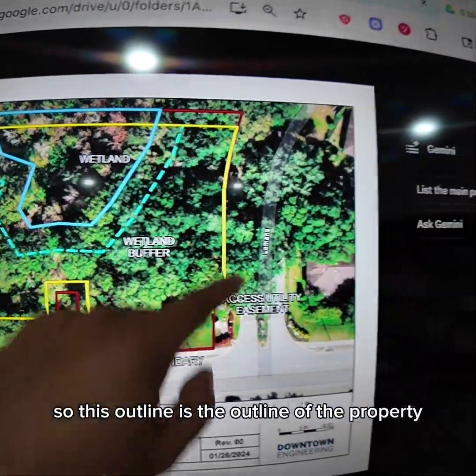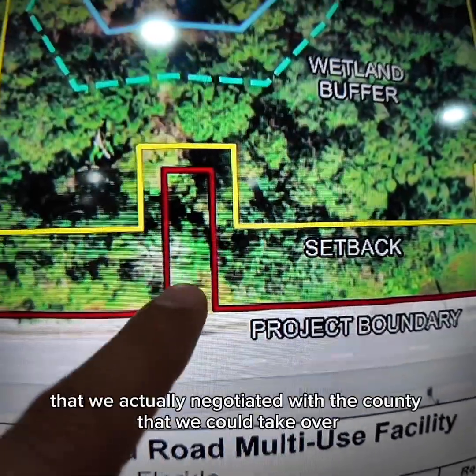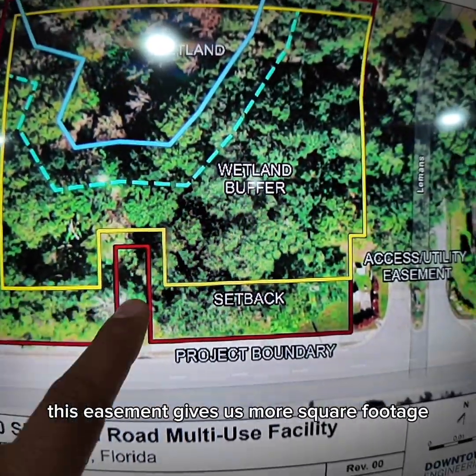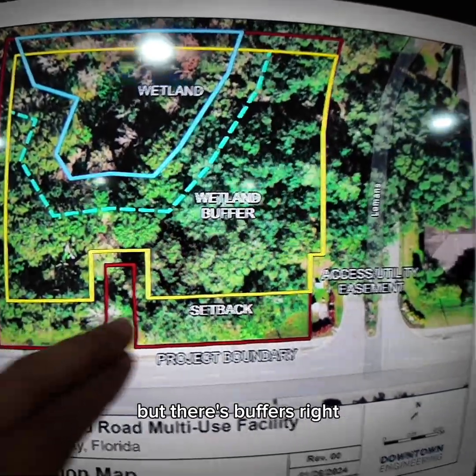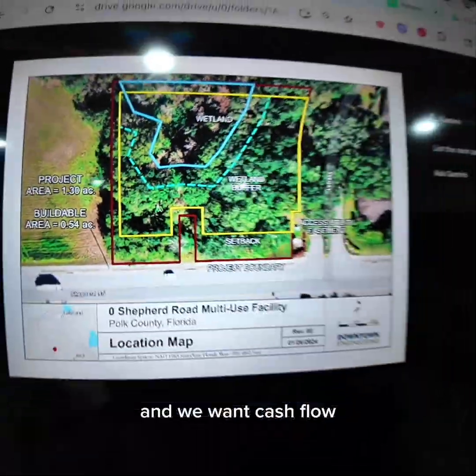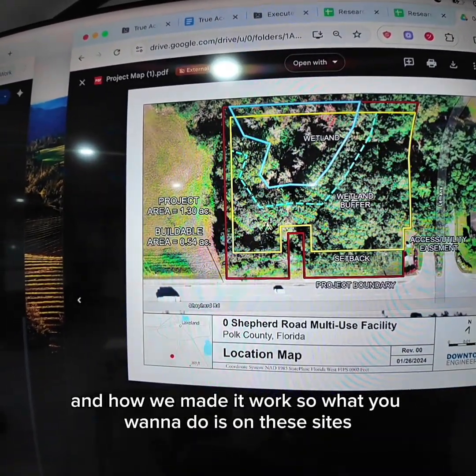So this outline is the outline of the property. There's a small easement here that we actually negotiated with the county so that we could take over this easement. It gives us more square footage. But there's buffers, right? This is a main strip. He wants his dentistry and we want cash flow. So I'm going to tell you exactly what we did and how we made it work.